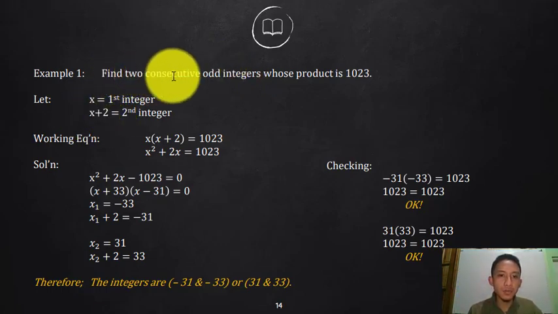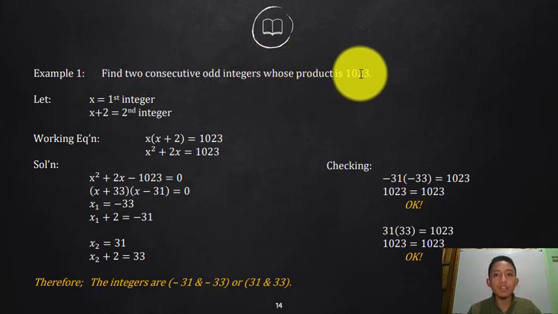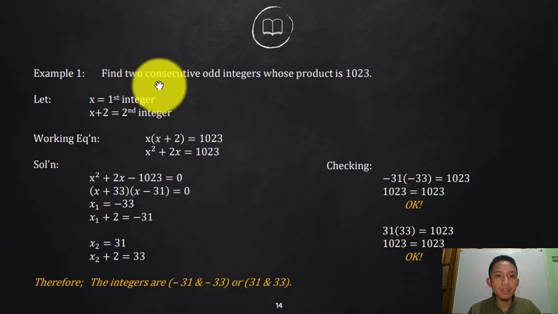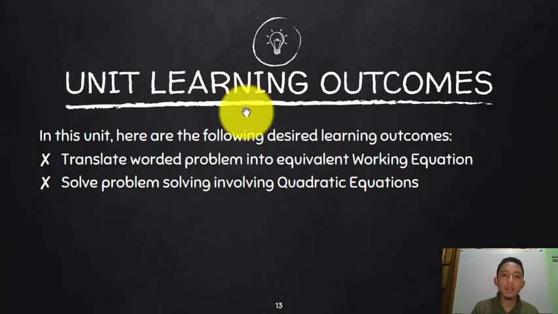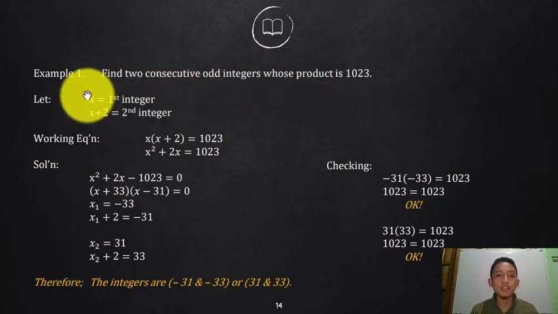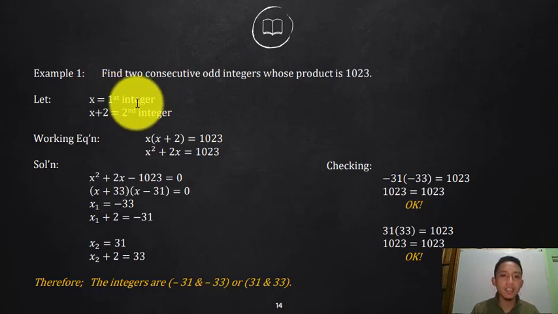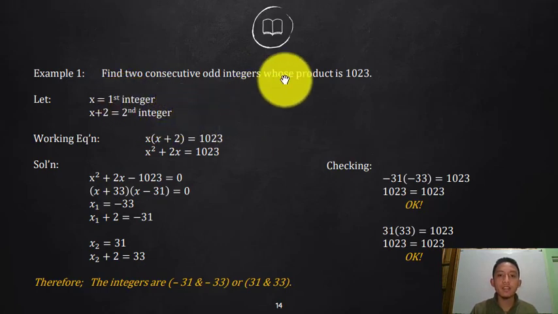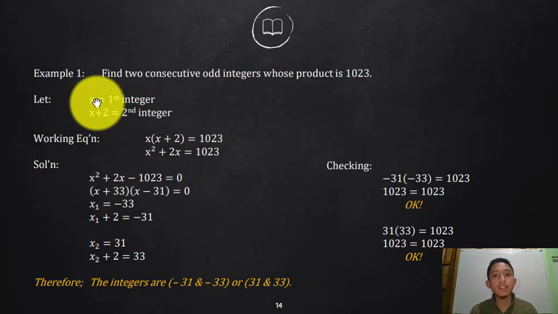So find two consecutive odd integers. There are two numbers that we are going to find, and if you multiply them, you will end up with 1023. By the way, if you want to create a quadratic equation, you should only use one variable. Consecutive odd integers: let's say x is the first odd integer. We are talking here of odd integers, guys. And then if that is the first odd, what is the second? They are consecutive, following each other.